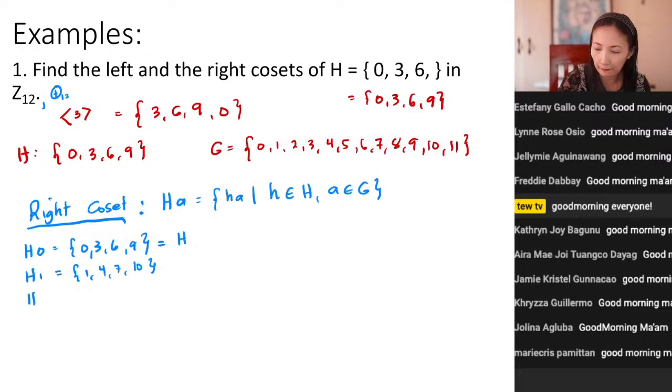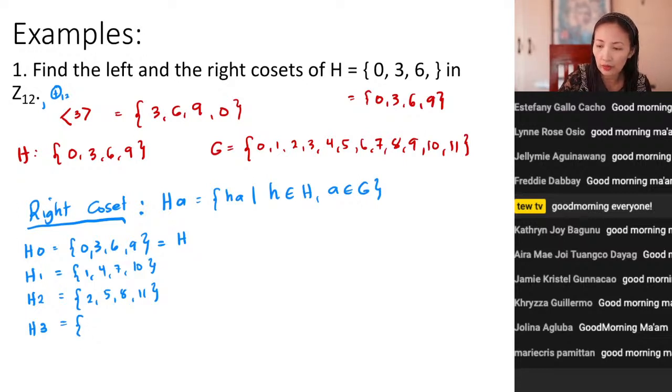Next, H2. What will this be? Add 2 to every element of H. Add 2 to every element of H. So you'll have 2, 5, 8, 11. Now we proceed. H3, this is not a subscript. Sorry, this is not a subscript. H2. Next, H3. What will H3 be?